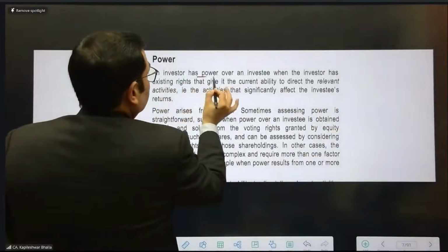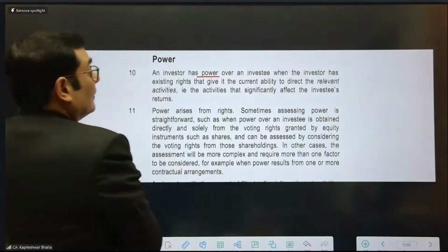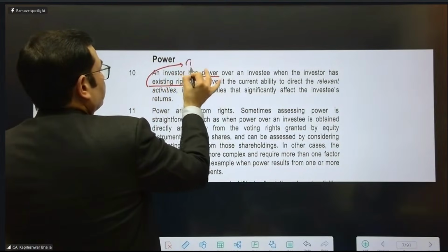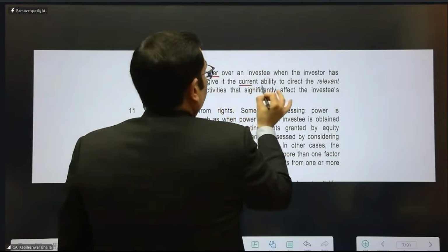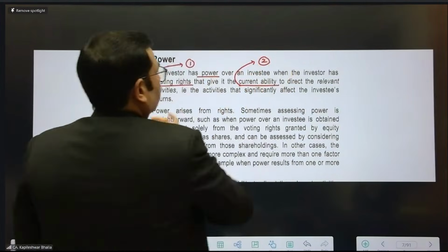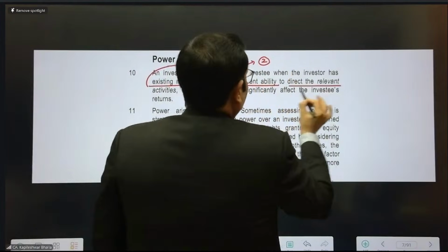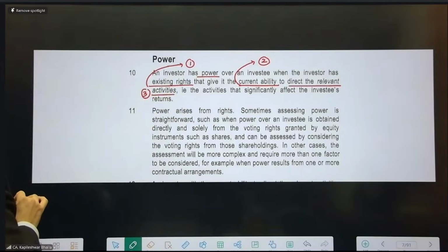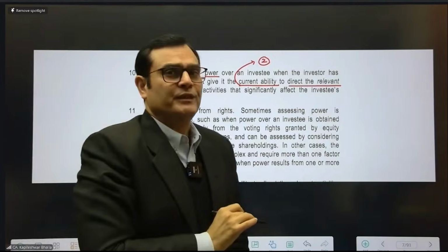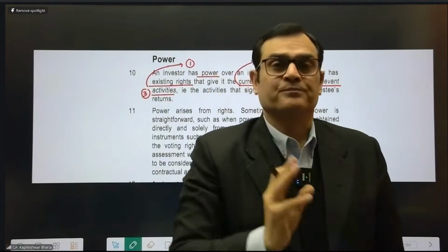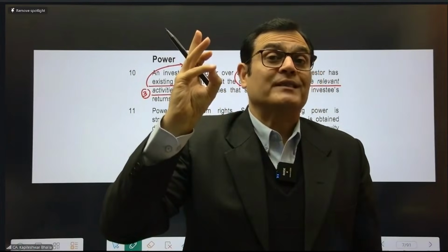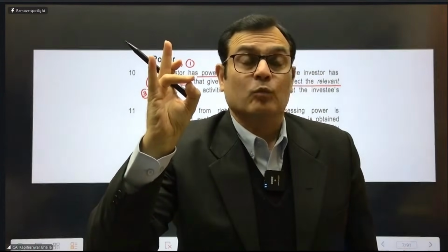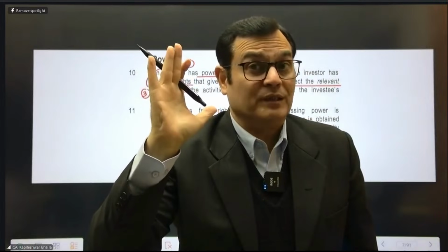It says investor has got power over the investee when the investor has got existing rights. That is number 1. That gives it the current ability. That is number 2. To direct the relevant activities, and that is number 3. So when you say that you've got power, I would say power has got 3 sub questions to be put across. Do you have existing rights? Now, what are existing rights? Don't get worried about that. Do you get the current ability? What is current ability? Don't think at this stage, just the words.